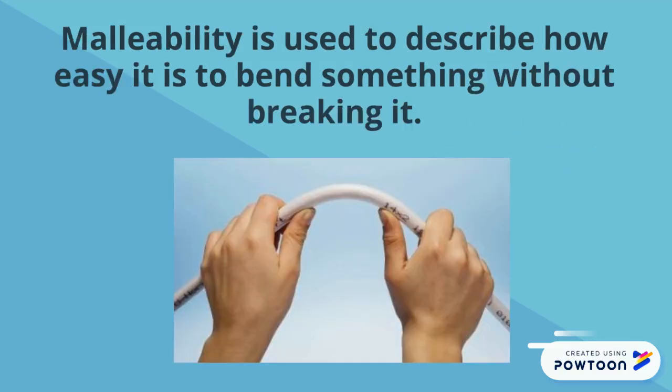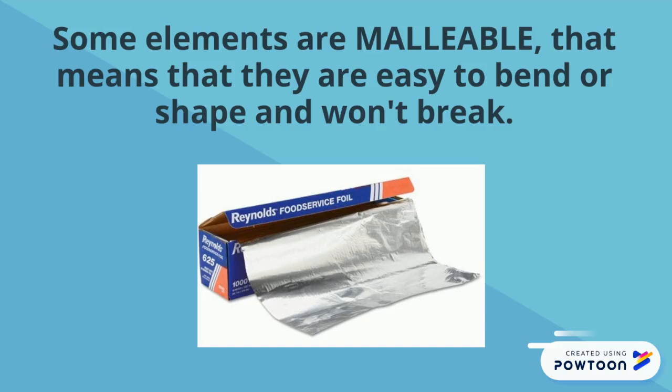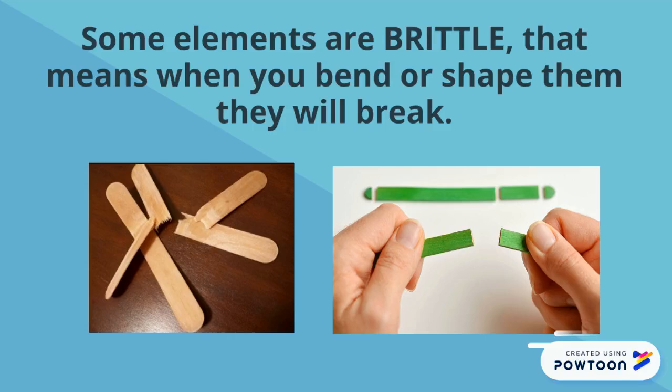Malleability is used to describe how easy it is to bend something without breaking it. Some elements are malleable. That means that they are easy to bend or shape and won't break. Some elements are brittle. That means when you bend or shape them, they will break.